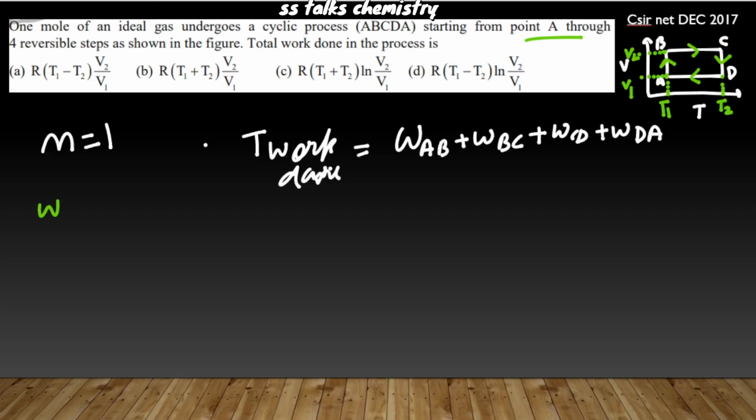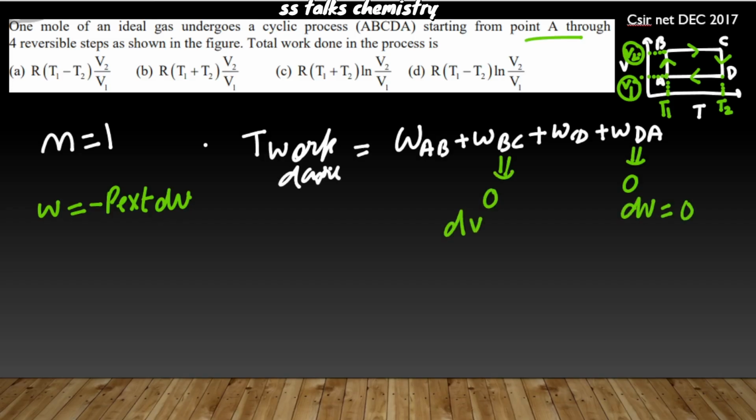Now we know that work done is minus P external into dV, right? So in the processes in which the volume is not changing, the work done is going to be zero only. In the processes A to D and D to A, the volume is V1 only, and in the process B to C, the volume is V2 only. So this work done is going to be zero and this work done is also going to be zero, because dV is zero in both of them, right?